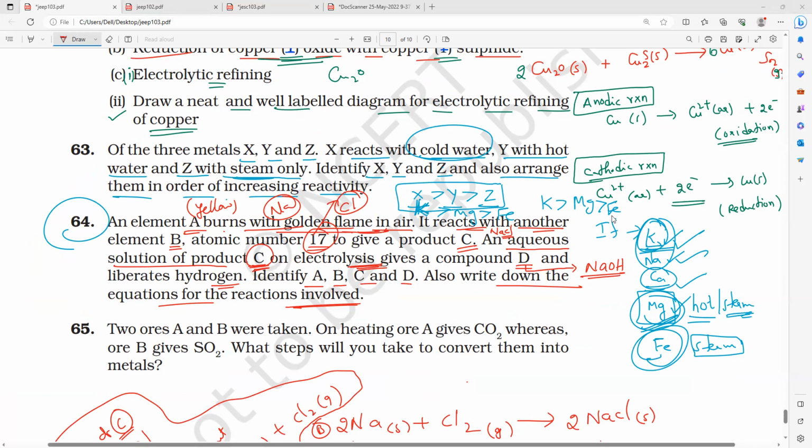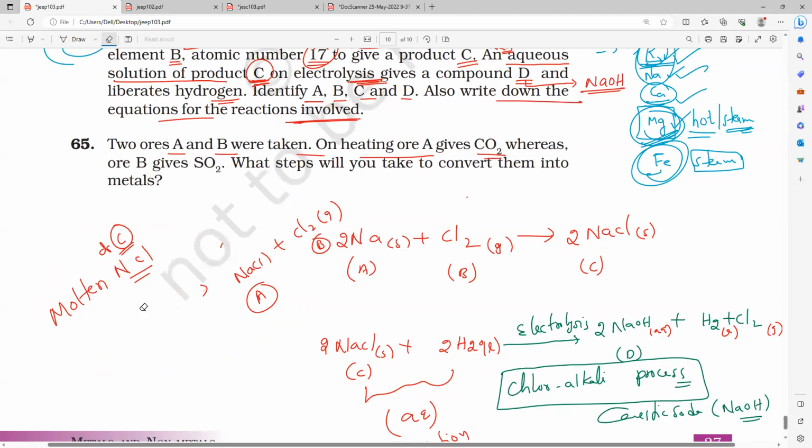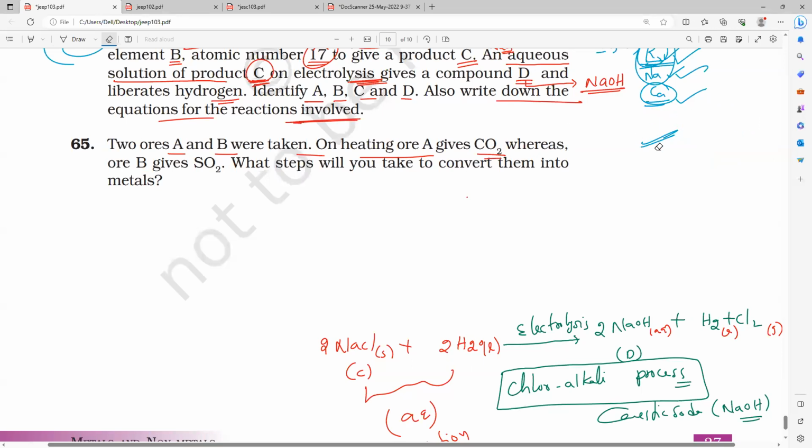So what will happen? Two ores A and B were taken. On heating, ore A gives CO2. It is giving CO2, so it is definitely what ore? Carbonate ore or sulfide ore? Carbonate ore. That is the basic thing which you need to identify. Next, it is giving sulfur dioxide, so it is what ore? Sulfide ore. That's all. They are not specifying, so you have to modify the equations according to the question. That is the skill you have to perform here.